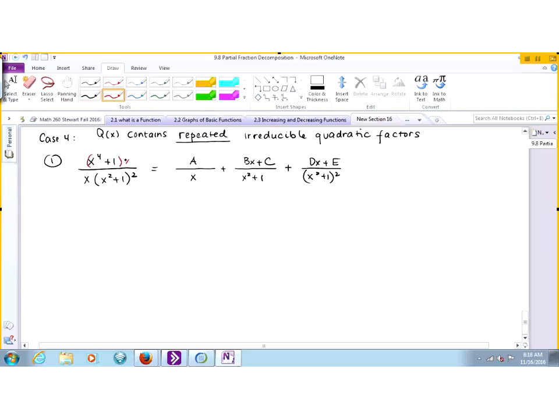Now, what do we do usually? Right, so we clear the denominator. Multiply both sides by the LCD, x times x squared plus 1 squared. Alright, so this is x to the 4th plus 1 is equal to a times x squared plus 1 squared, plus what? Dx plus c multiplied by x times x squared plus 1, plus dx plus e multiplied by x. Ooh, okay. Let me see. So, what do we do now? It looks complicated, isn't it?